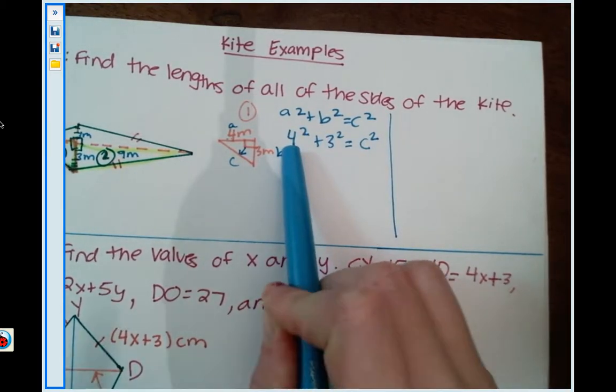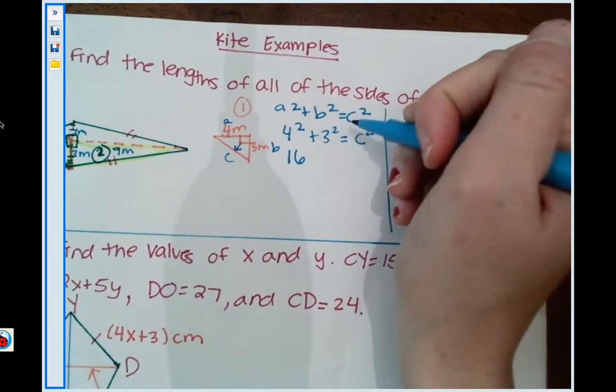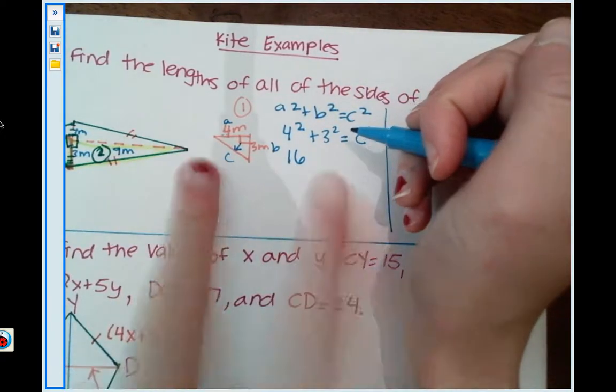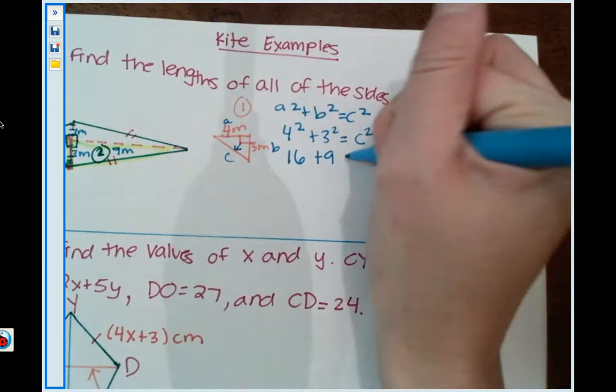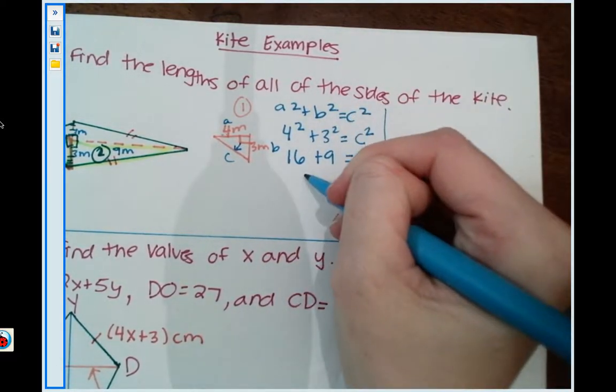So 4 squared is 4 times 4, which is 16. And 3 squared is 3 times 3, which is 9. And those should add up to be my C squared. So 16 plus 9 is 25.